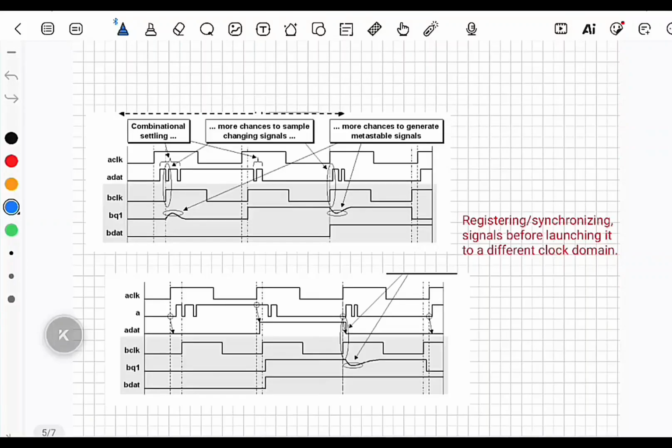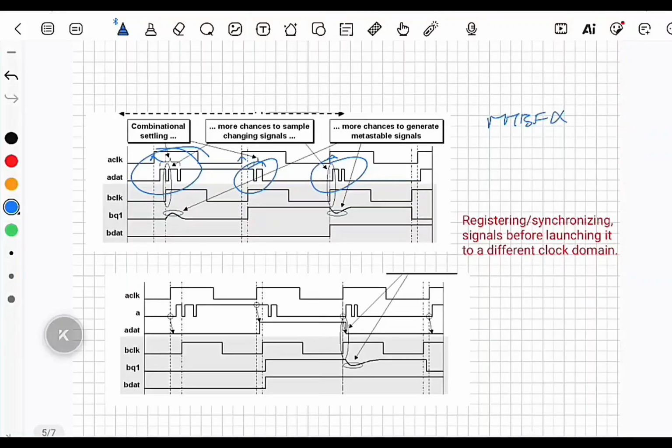And then the next question you should be having is, basically we will be sending a signal from one domain to another and we'll be capturing the registered version of that. So is it required to register or synchronize a signal in the sending clock domain before you transmit it? Yes, it is usually a very good practice. Why? Because there is something called combinational settling. Here you can see combinational signals take time to settle and they change a lot. And we know that when a signal changes near a clock edge, that is what might lead to metastability.